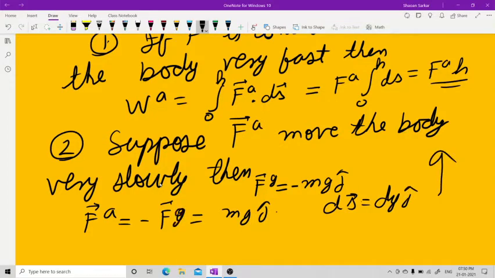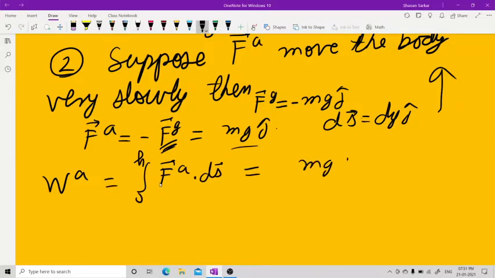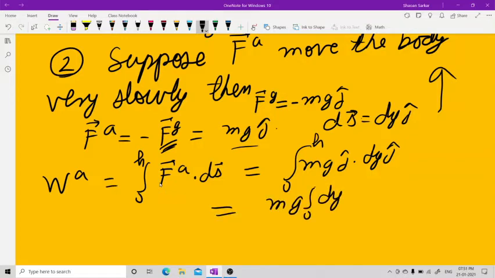Now this is g, that is the gravity. This is conservative work basically. Now again come to this point. W applied is Fa dot ds from 0 to h. You have Fa as mg j cap dot dy j cap, from 0 to h. You have j dot j is 1. So mg dy from 0 to h. After integration it comes out to be mgh.